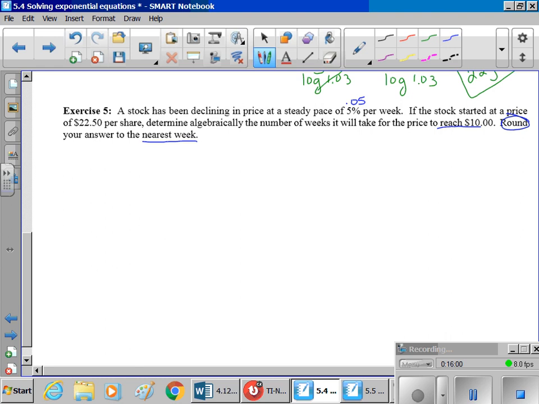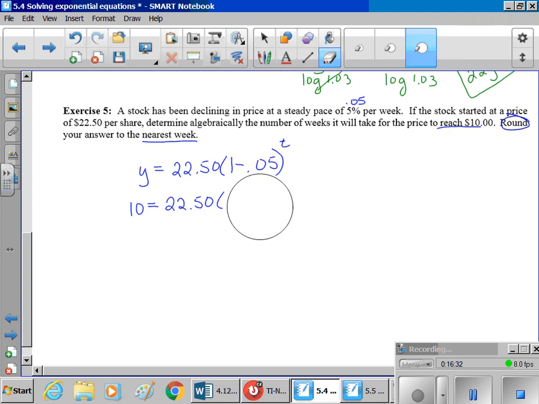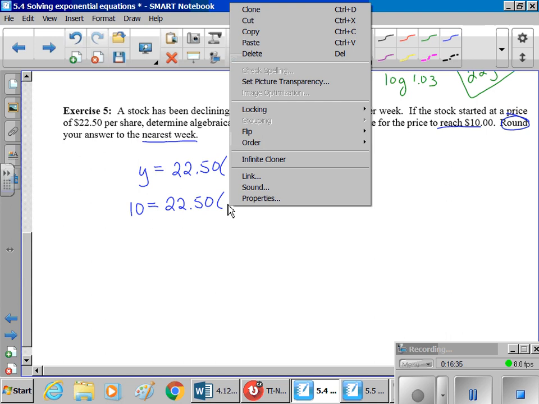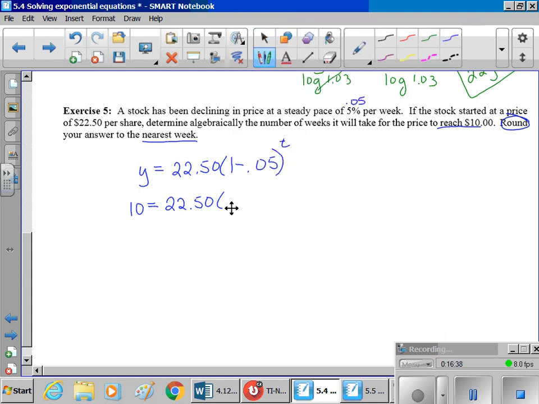All right, so we're talking about initial. They don't tell us what to call anything, so it doesn't really matter. So let's just say y equals 22.50, it's declining, 1 minus 0.05 raised to the time. All right, so it's telling us $10. So $10 is equal to 22.50 times 1 minus 0.05. Let's rewrite that as 0.95 raised to the t. I'm going to solve for t.